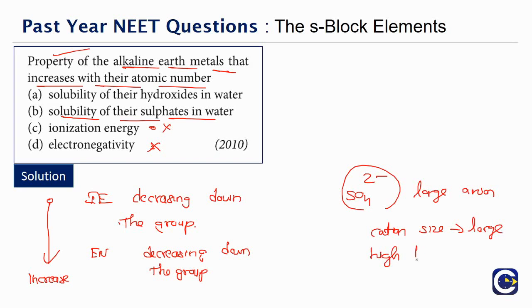High lattice energy. So as you go down the group, the size of the cation will increase. So down the group, what happens? Down the group, the lattice energy will be increasing.